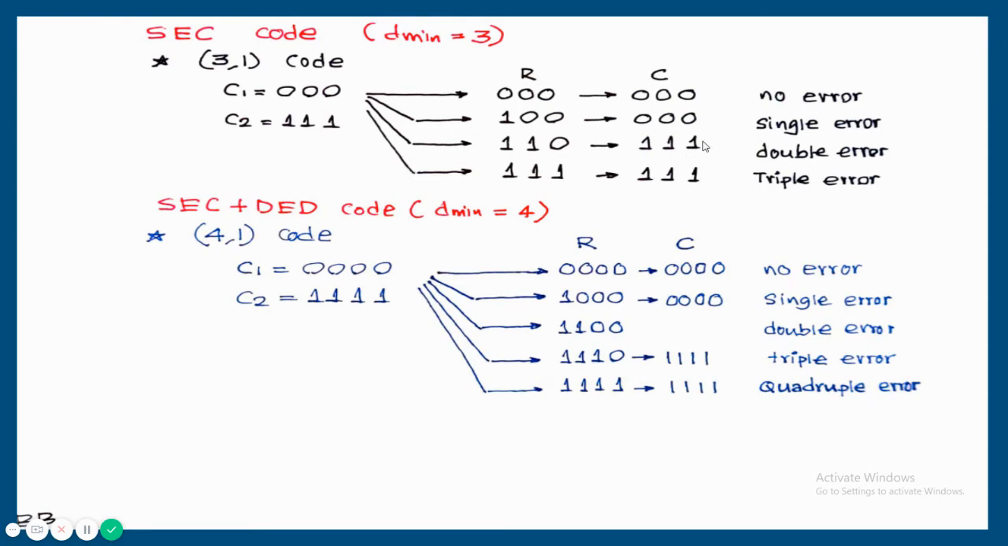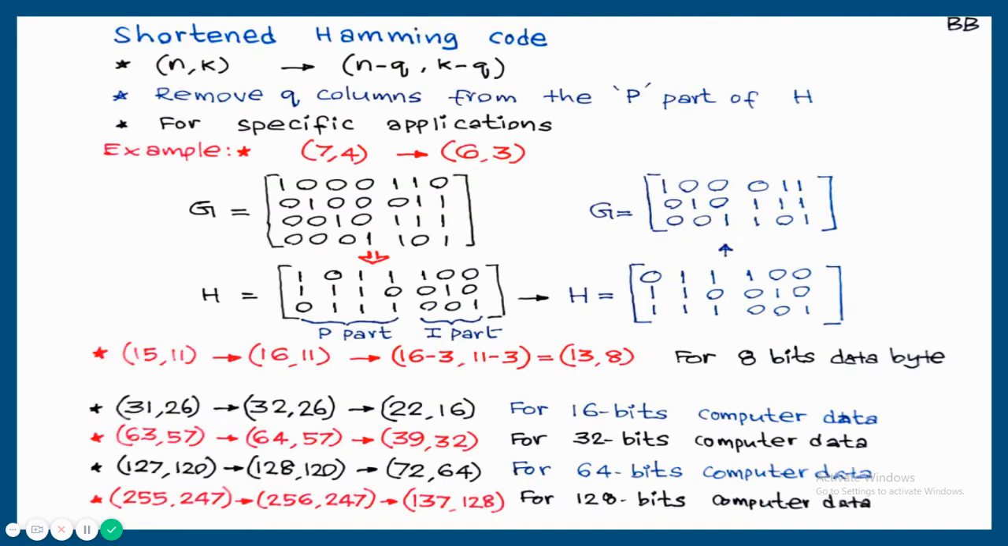So the capability is more compared to D minimum equal to 3 if you are able to get D minimum equal to 4. That we are able to get from extended Hamming code. Shortened Hamming code: N comma K can be shortened to N minus Q, comma K minus Q. So that means the number of parity bits remains the same.